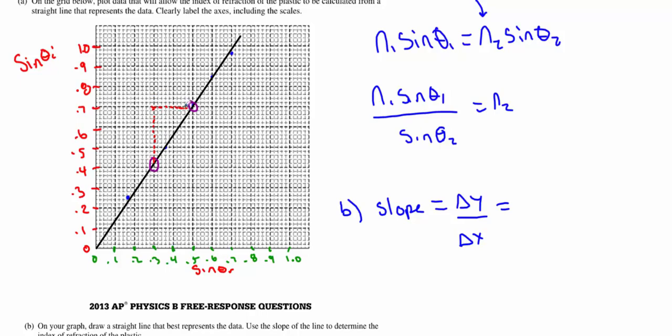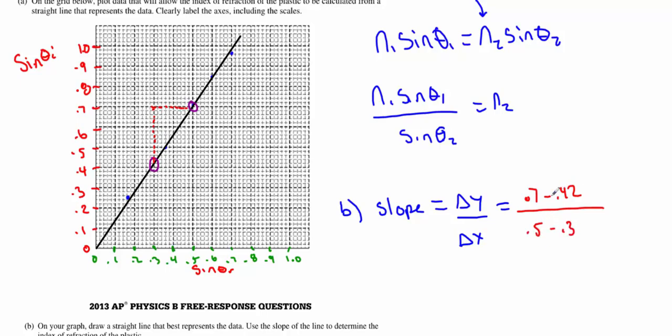Rise over run. So my change in y is going to, well, it finishes at 0.7. It starts off at looks like 0.42. So I'm going to do 0.7 minus 0.42 for my change in y. And then my change in x, it finishes at 0.5. It started at 0.3, so I'm going to do 0.5 minus 0.3.